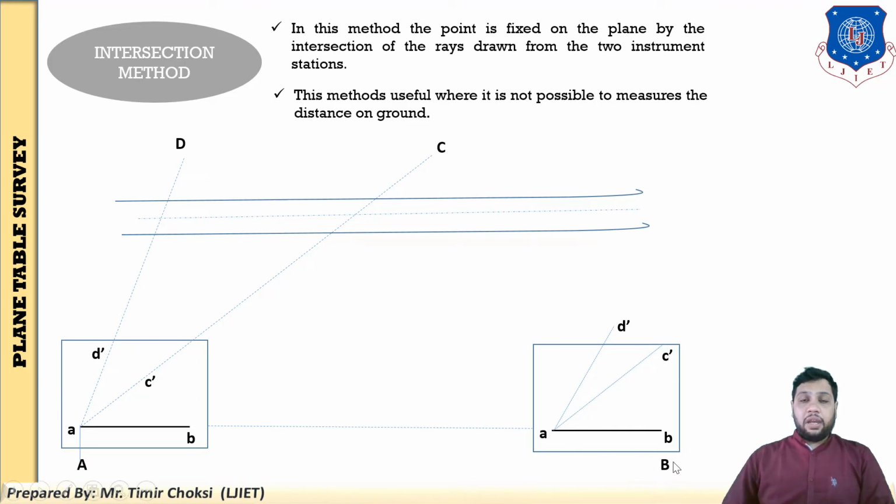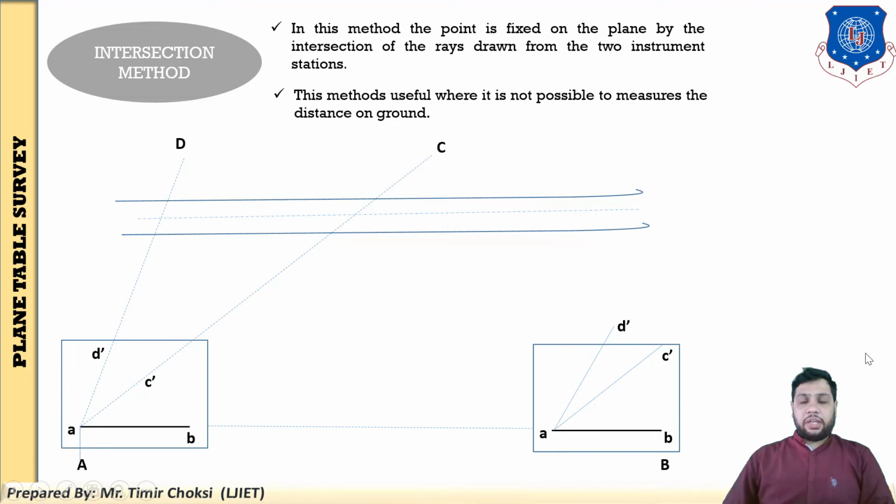So at B, the orientation will be with respect to A, using the backsighting method. After setting up the plane table at B, the first step will be the orientation with respect to the previous station. Here B is the station and its previous station is A. So you use the backsighting method to do the orientation with respect to A. After the orientation, it is very easy.